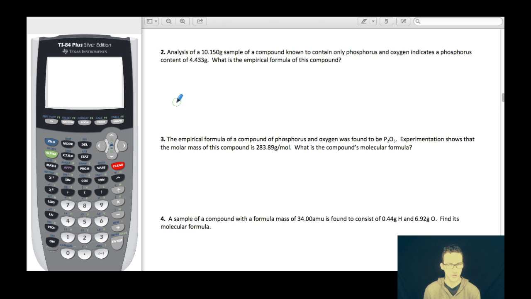All right, now that we know what we're doing, let's pick up the pace a little bit. It says, analysis of a 10.10 gram sample of a compound known to contain only phosphorus and oxygen indicates a phosphorus content of 4.433 grams. What is the empirical formula of this compound? Okay, so this one's a little bit different, but it's the same idea. We're trying to figure out the smallest whole number ratio of moles, aka the empirical formula. Note though, we're given this time the mass of 10.150 grams. We're not given a percent composition here.